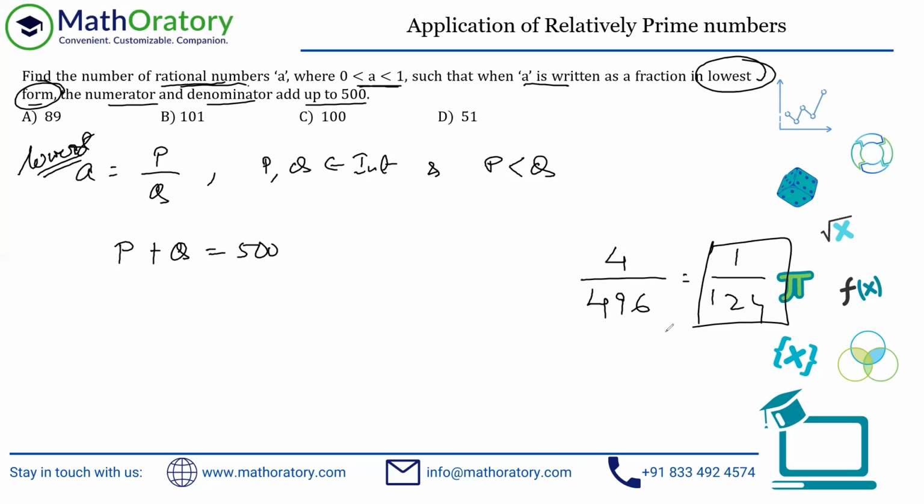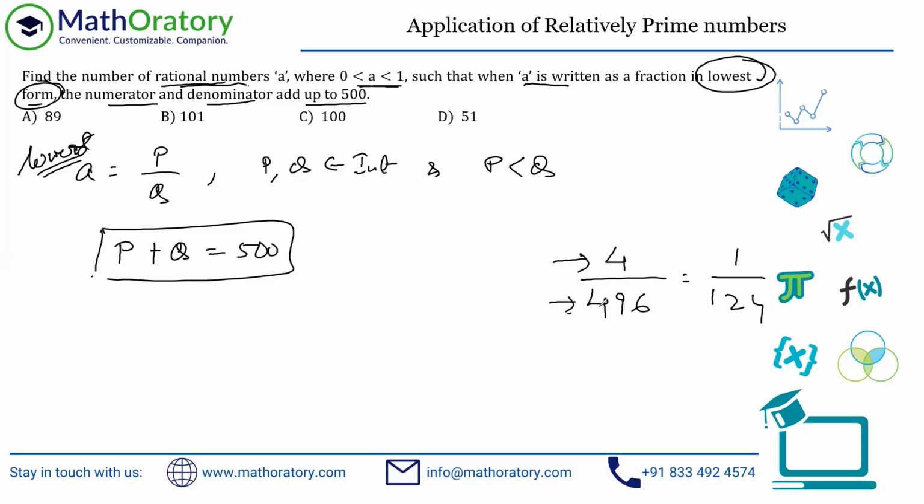So in the lowest form, it has to add up to 500. How do you tackle that? The idea is something like this. Obviously, this p and q should add up to 500, so we have to take numbers which do that. Additionally, there should not be anything common between p and q, any common factor, right? So p and q are what are known as co-prime or relatively prime.